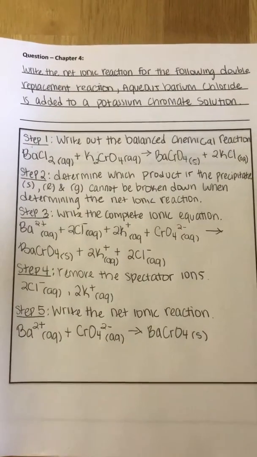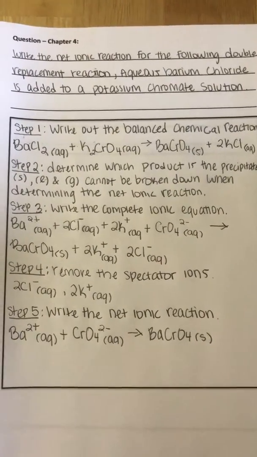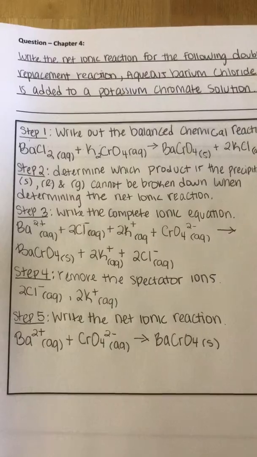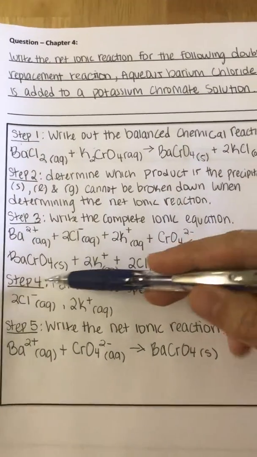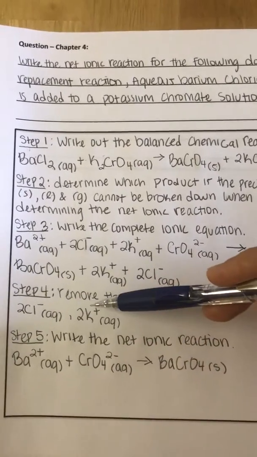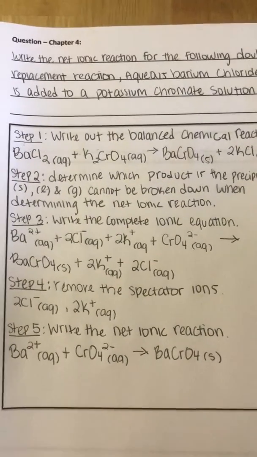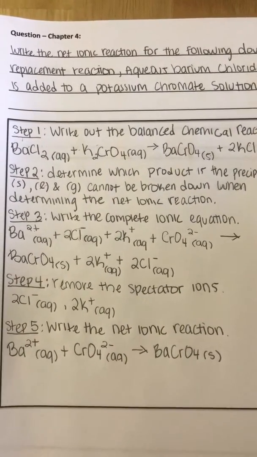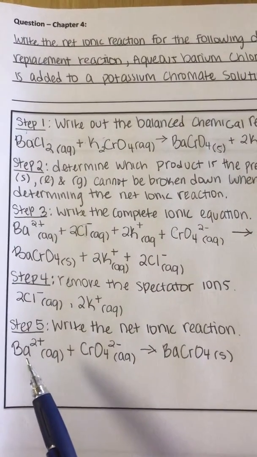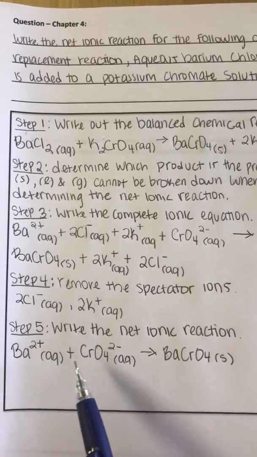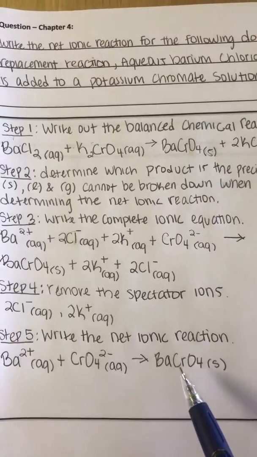Spectator ions are the ions on both the reactant and the product side that are the same. So in this case, if you look at the complete ionic equation, you learn that 2 Cl⁻ and 2 K⁺ are the spectator ions. After removing the spectator ions, you can write the net ionic reaction. So after removing the spectator ions, you're left with Ba²⁺ (aq) + CrO₄²⁻ (aq) → BaCrO₄ (s).